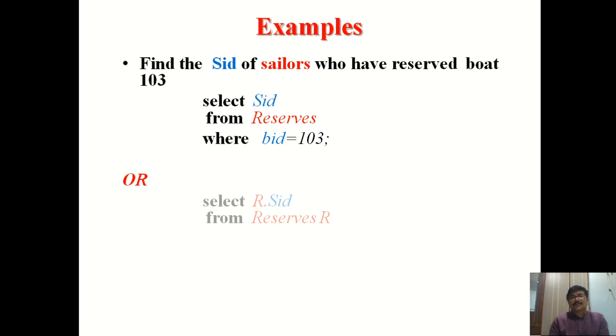So this is also written in this way by using an alias name. Select r dot SID, because this SID is coming from reserves, that's why r dot SID from reserves R. So we are renaming this reserves as R, and where r dot BID is equal to 103. These two are the same query, but in the first query there are no alias names. In the second query we have the alias names. Simply we can create an alias name for any relation and use that alias name as a prefix with that relation's columns.